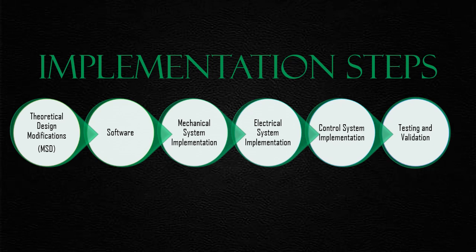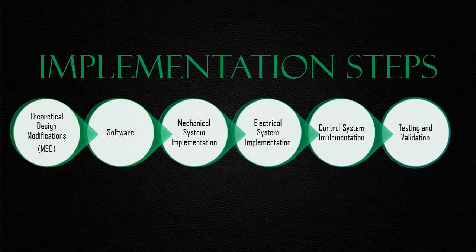Thirdly, mechanical system. Building upon the software algorithm, we shifted our attention to the mechanical system. This involved assembling the physical components of the robot, ensuring a sturdy and functional structure. Fourth, electrical system. With the mechanical system in place, we proceeded to integrate and wire the electrical components. This included power supply, sensors, and any necessary circuitry.